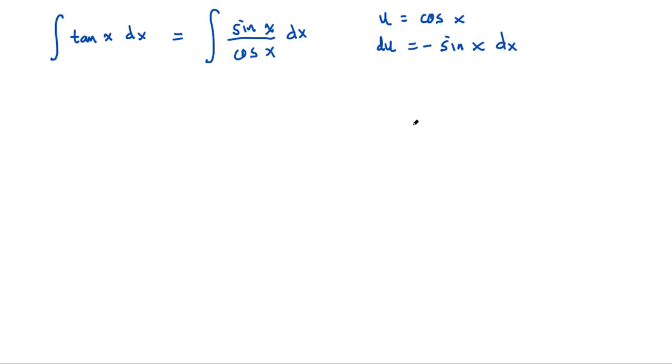Now notice something here. Negative sine of x dx is similar to what we have right here, but I could also say that negative du is equal to positive sine of x dx. And now this expression on the right-hand side is exactly what appears inside the integral right there. So let's make this substitution. So this becomes the integral of 1 over u, because that's 1 over cosine of x, times du.